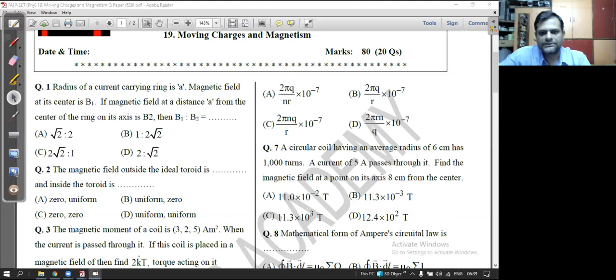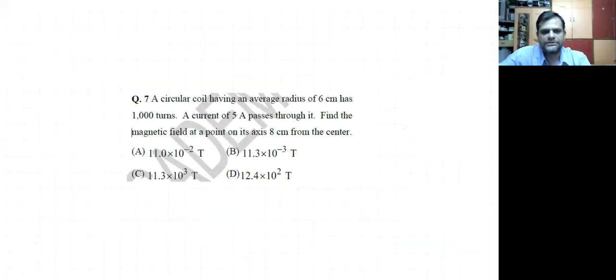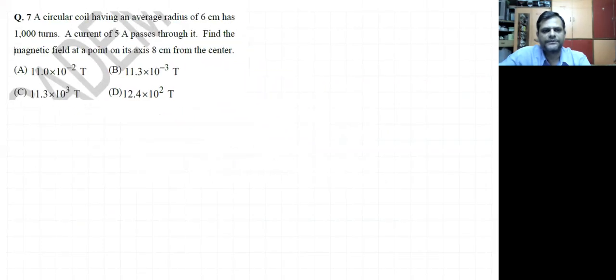Yes, take this question number 7 here. Just read the question carefully. See, a circular coil having an average radius of 6 centimeter has 1000 turns. Okay. The current of 5 ampere is passed through it. Find the magnetic field at a point on its axis 8 centimeter from its center.